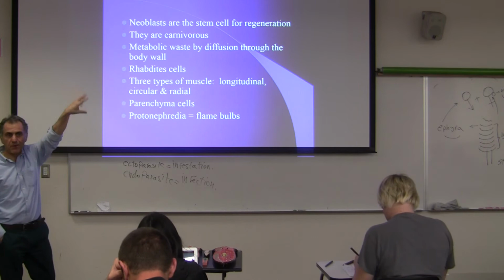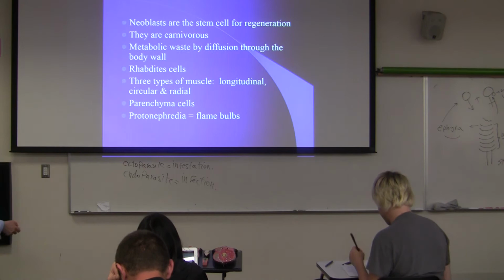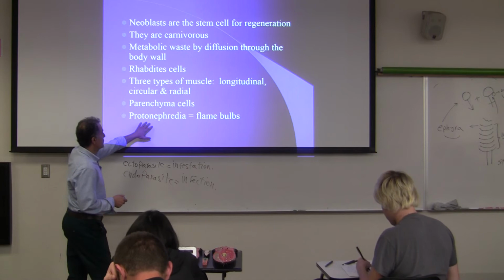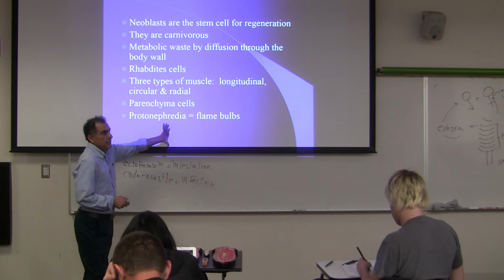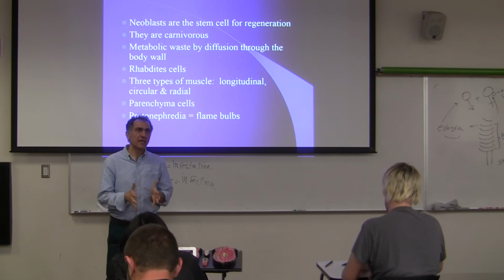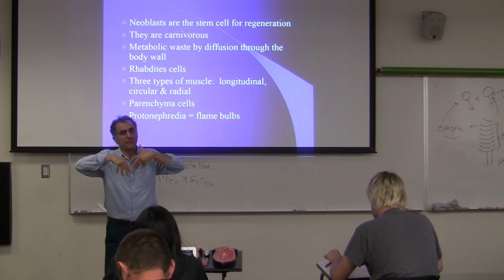Oh, sorry. Three types of parenchyma cells, as I talked about, the parenchyma layer, which are in the middle of the animal, and protonephridia, which are flame cells. Let's talk about it. We have protonephridia and metanephridia. The protonephridia, evolutionary-wise, are the organisms that evolved at the beginning, the excretory system at the beginning, to get rid of excess material, the fluid excess material.